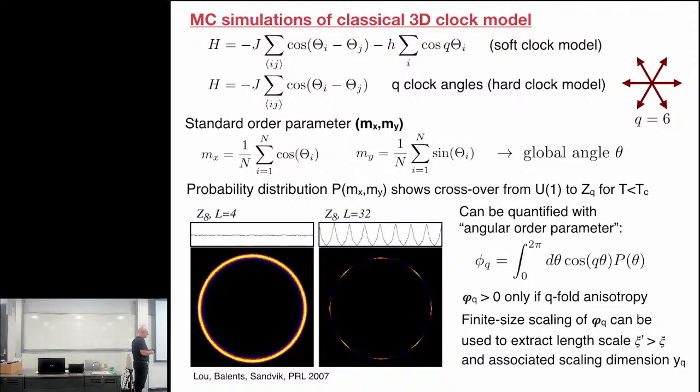How can it have a U(1) distribution? Well, because this is like coarse graining, right? You don't look at just one spin.